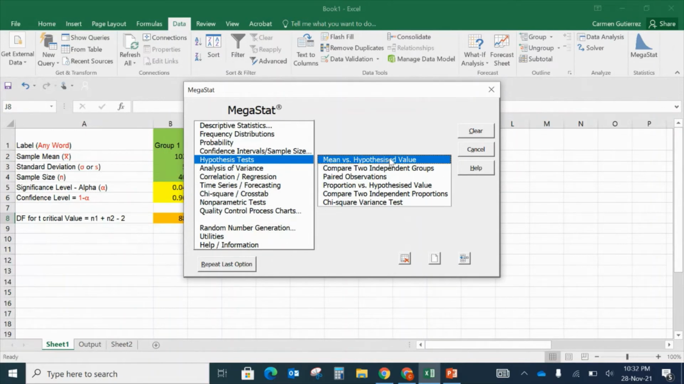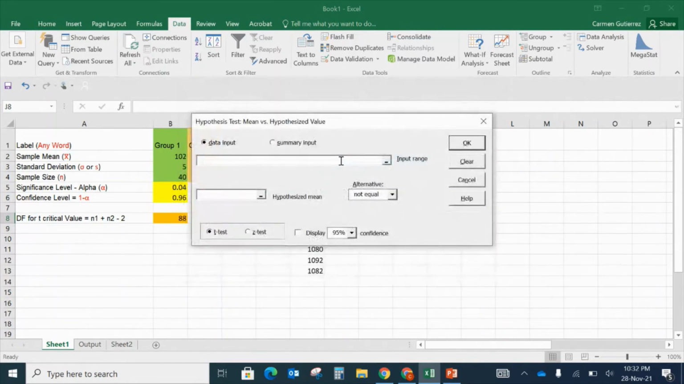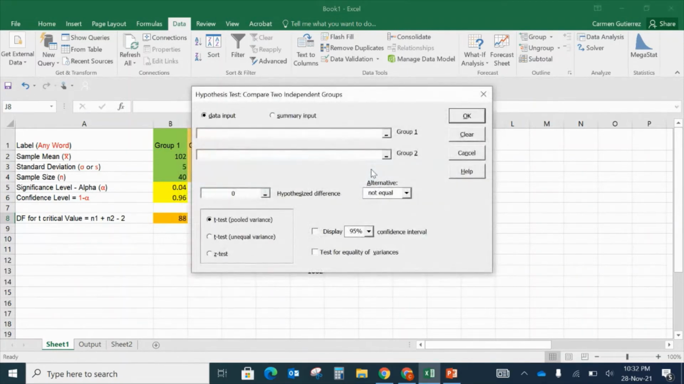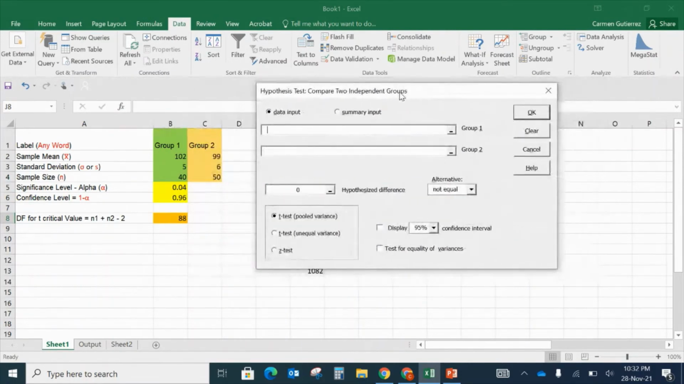Now, when you had one sample hypothesis testing, then you go hypothesis test, and the first one is for only one population. Now, in this particular section, in this chapter, we're seeing two populations. You do hypothesis testing, and you do the second one down. Compare two independent populations. All right. So in this one window, there are two choices. Either you do data input or you do summary input.